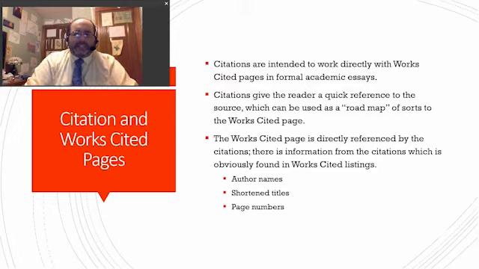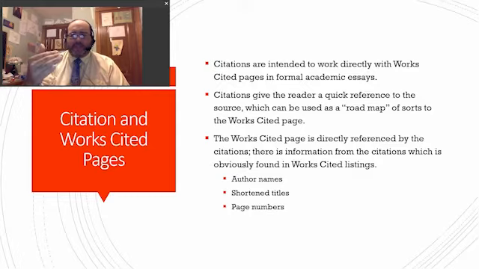Now, citations are intended to work directly with works cited pages in formal academic essays. One should lead to the other. Citations give the reader a quick reference to the source, which can be used as a roadmap of sorts to the works cited page. Okay, so when you're citing your works in the paper, there has to be a direct relationship between the works you cite and the works listed in the works cited page. Okay. The works cited page is directly referenced by the citations. There's information from the citations which is obviously found in works cited listings.